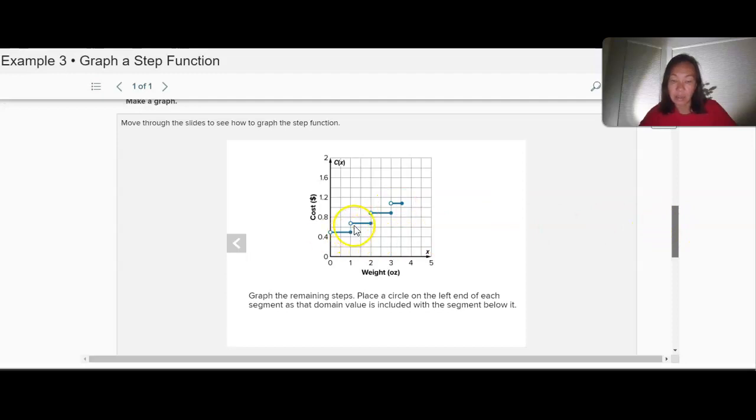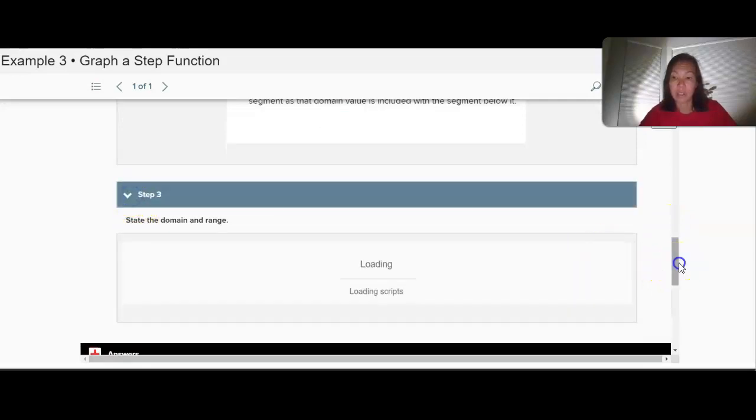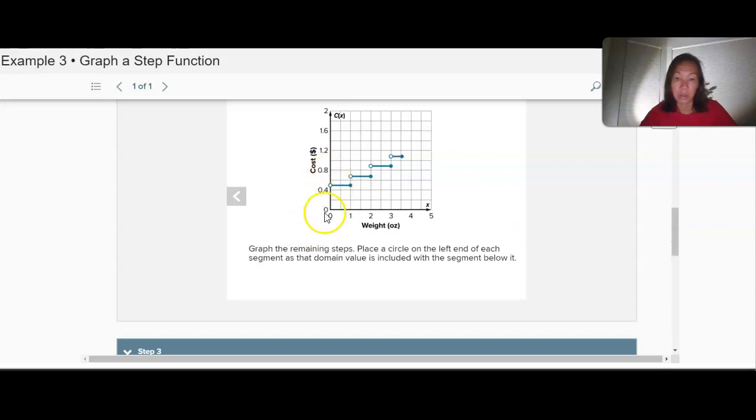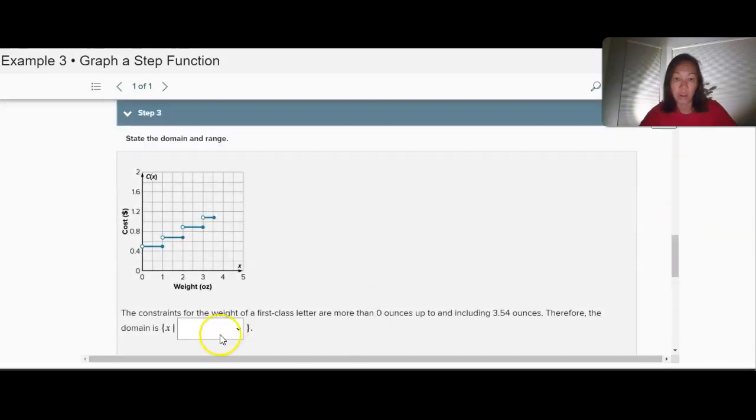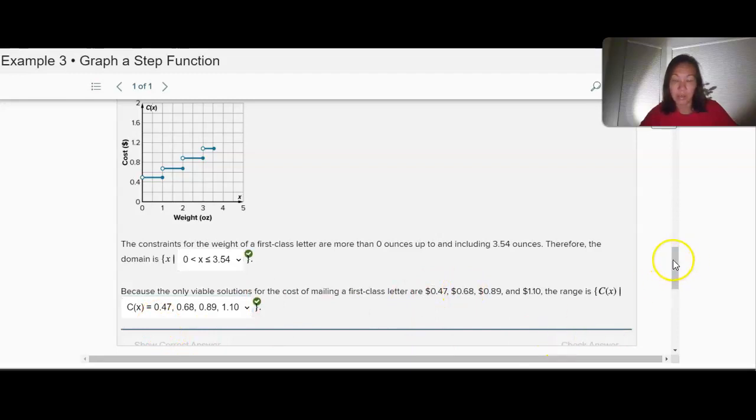So again, you just have 4 segments representing the 4 different tiers of costs. And so the domain of this function, if you look from left to right, we start all the way at 0 and go all the way to 3.54 for our x values here. And then the y values, if you look, y can only equal those costs. So my range is just those 4 values right there.